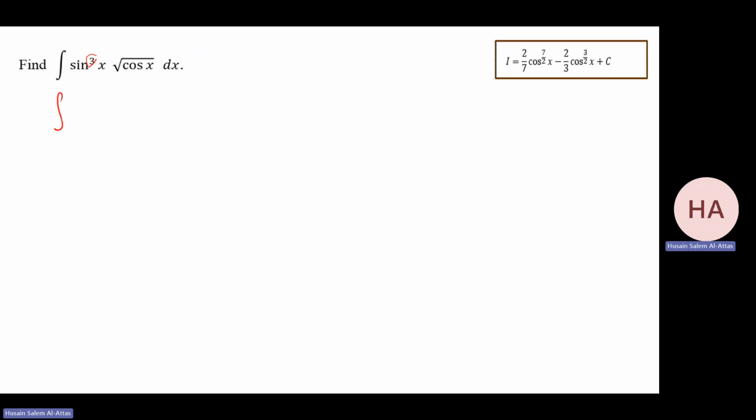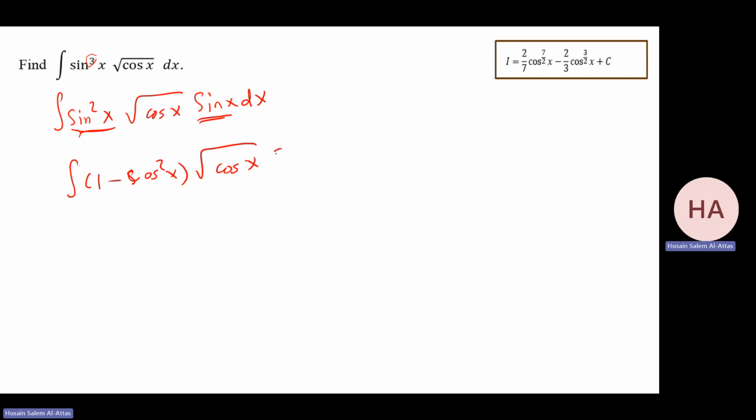So I will save one sine. So that will be sine square root cosine x, no, sine x dx. So I save one sine. Now I will write this as a cosine. So it's 1 minus cosine square x, square root cosine x, sine x dx.